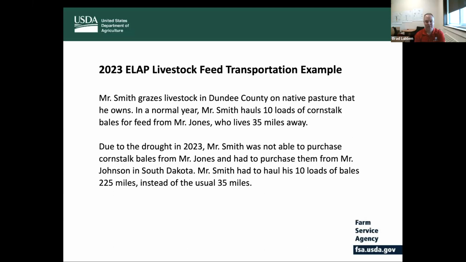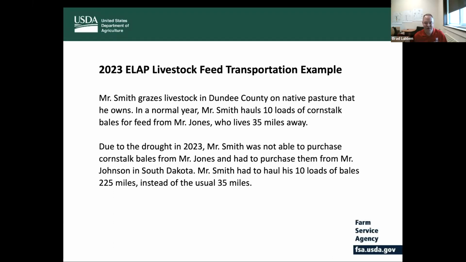So that's just an example, hopefully one that our producers can relate to and say, I had a situation where I normally get it from this individual. I don't have access to that this year because of the drought, and instead I had to go further to get that. That's the exact criteria of what we're looking for under ELAP when we're looking at additional miles. So just wanted to put that out there as a very generic and simple example for our producers and ranchers to relate to.